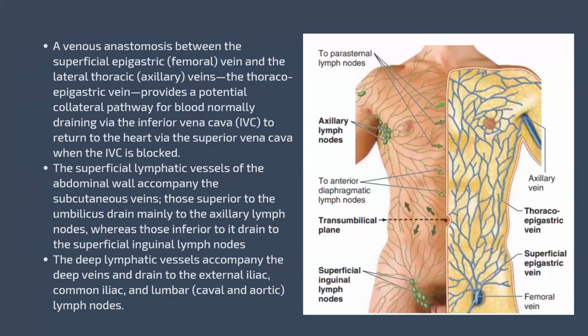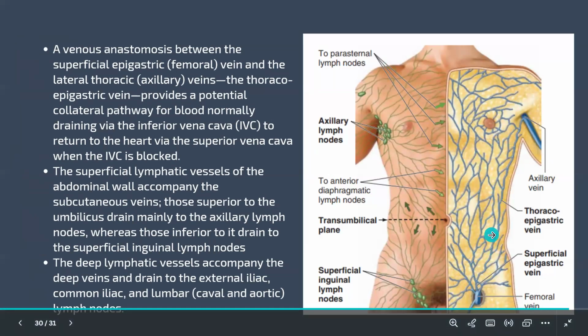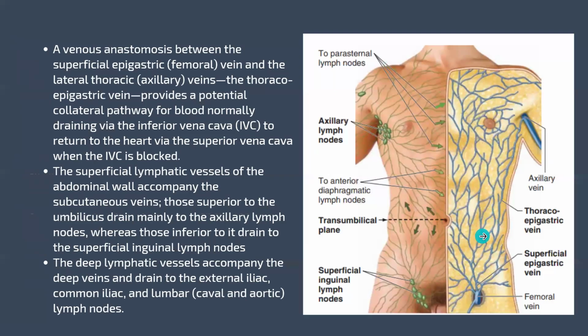Now, regarding the anastomosis of veins, there are very many. You can see the superficial epigastric to the femoral vein, and the lateral thoracic to the axillary vein, connected through the thoracoepigastric vein. They provide a potential collateral pathway for blood. Normally, blood goes to the inferior vena cava and then to the heart.